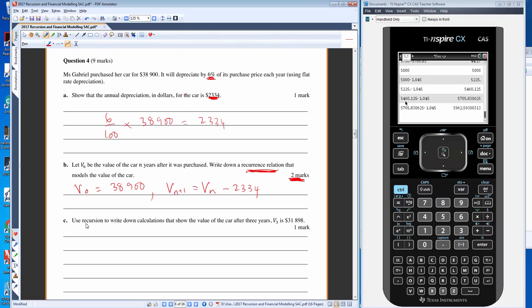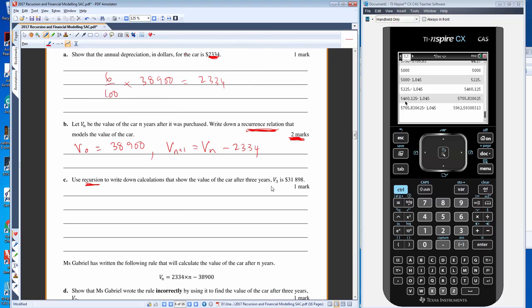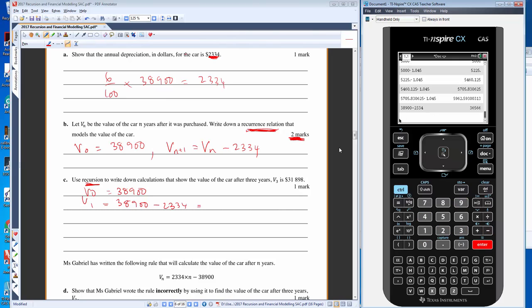Alright, so this is the other one here. Use recursion to write down calculations that show the value of the car after 3 years is this value here. So you had to use recursion. Okay, so this is a non-negotiable here. Alright, so a lot of you actually used a rule and worked out what 3 lots of 2,334 was, removed it from there, and it came up as that value. But it needed to be done recursively. Okay, so what we know is that V0 equals 38,900. We know that V1 can be calculated by doing 38,900 take away 2,334, and that will be equal to that amount there.